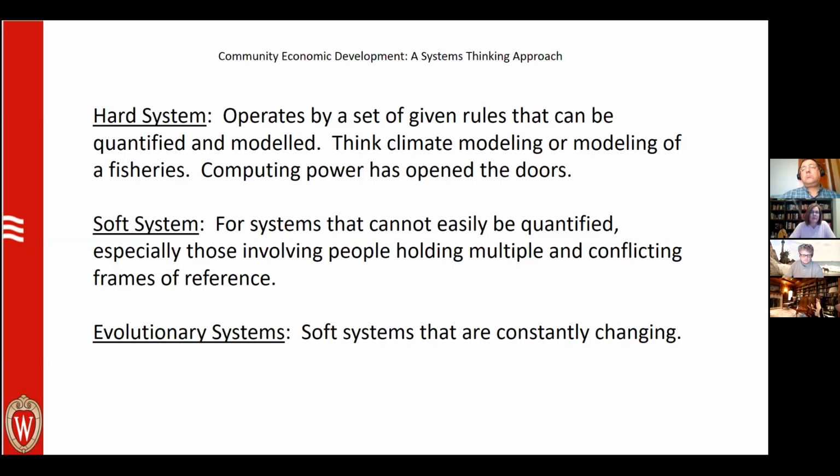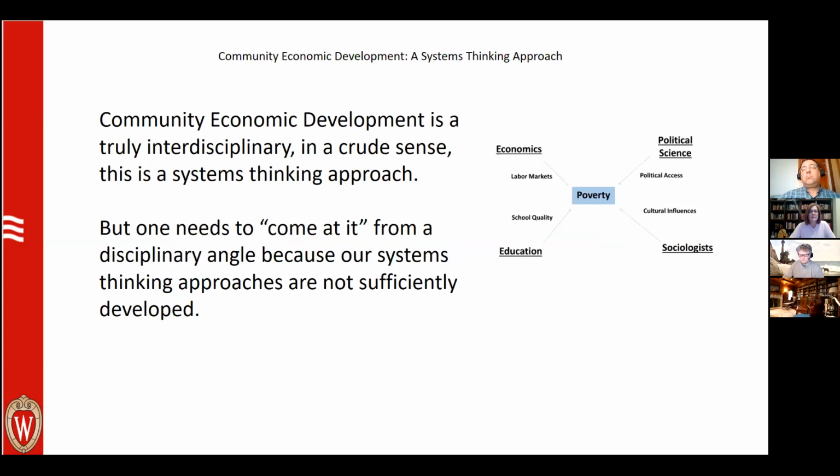Take, for example, the idea of the American dream. The idea of the American dream is constantly changing, and that causes our system and the way that we approach community economic development to change over time. The way I think about community development is that it's truly an interdisciplinary approach. For example, say the community wants to tackle a problem. If you ask an economist how that works, you're going to get something about labor markets and worker productivity.